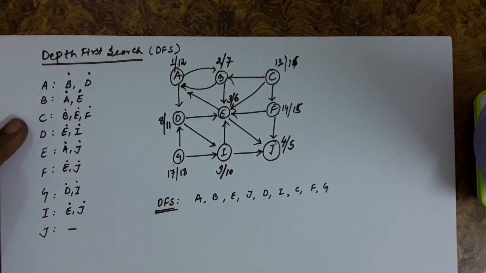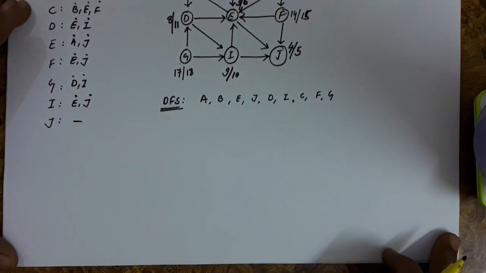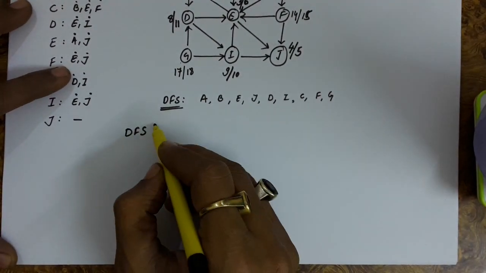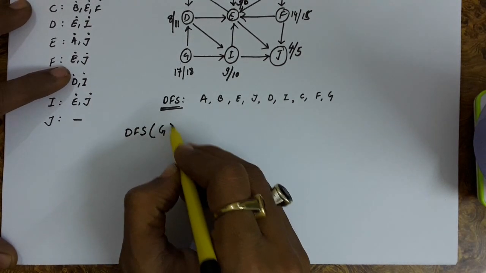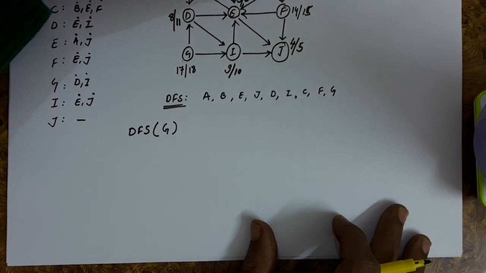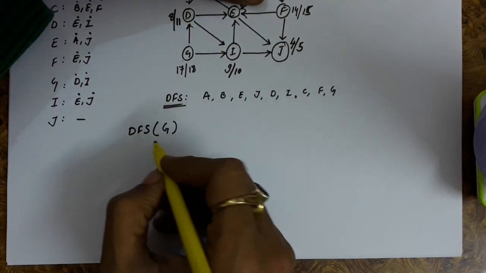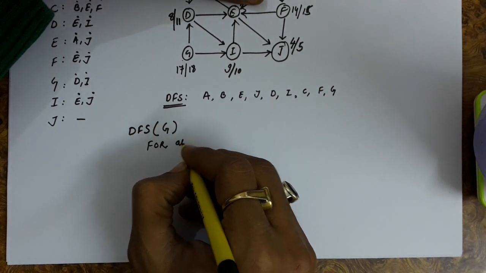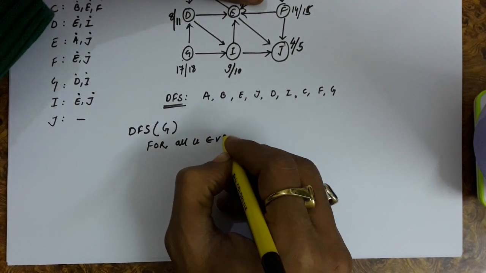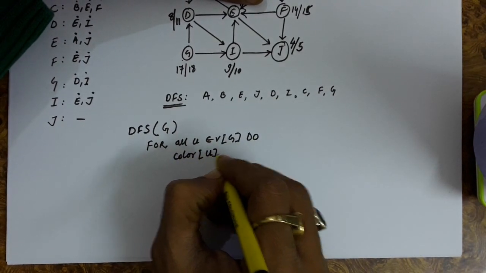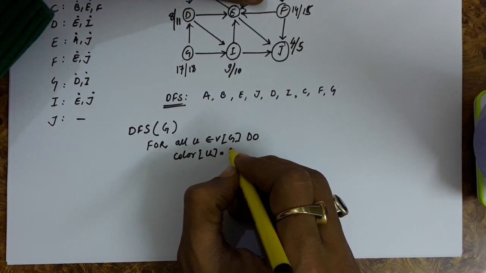Now let us try to write the algorithm for the same. So in the DFS, we are assuming that we have been given a graph, but no root is given here. In the DFS work, we are not assuming that any root is given to us. So for doing the DFS, we will have to set the color of every vertex. So for all u element of vertices of graph, do color of every vertex is set as white.